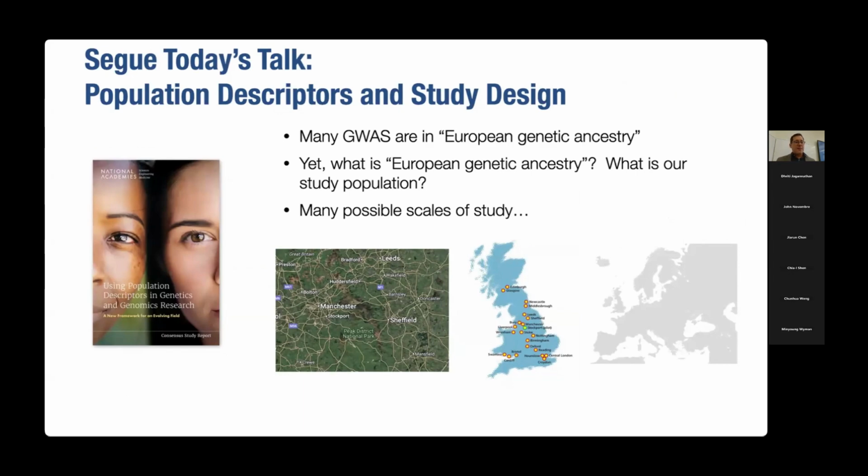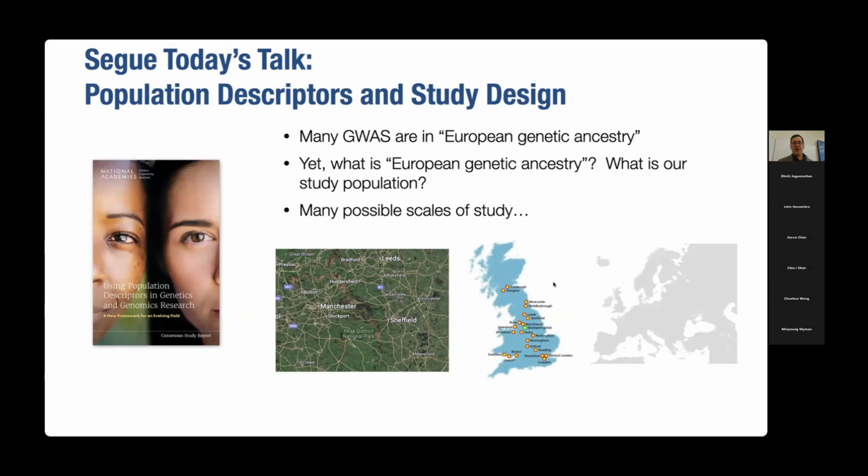One of the things that came up in the report was thinking about terms like European genetic ancestry. It's a continental ancestry term, right? We say many GWASs occur in European genetic ancestry. I did my GWAS in European genetic ancestry. But what is European genetic ancestry? What is our study population here?